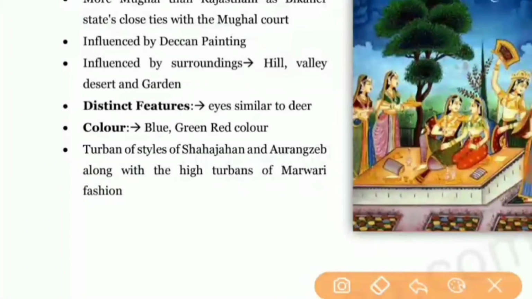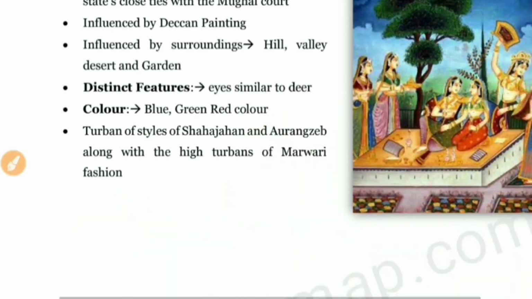The colors used by this sub-style in the paintings are green, blue and red. The turbans are in the styles of Shah Jahan and Aurangzeb, along with the high turbans of Marwari fashion.